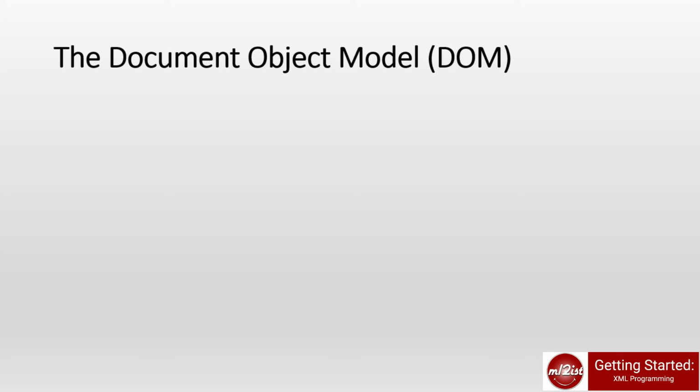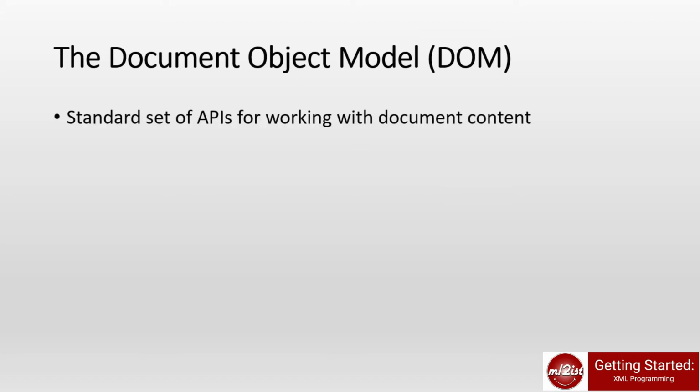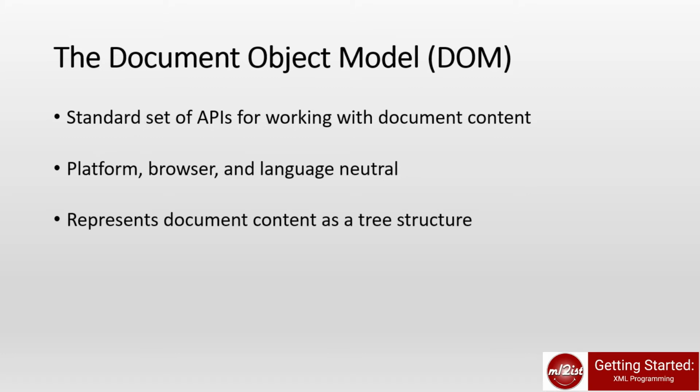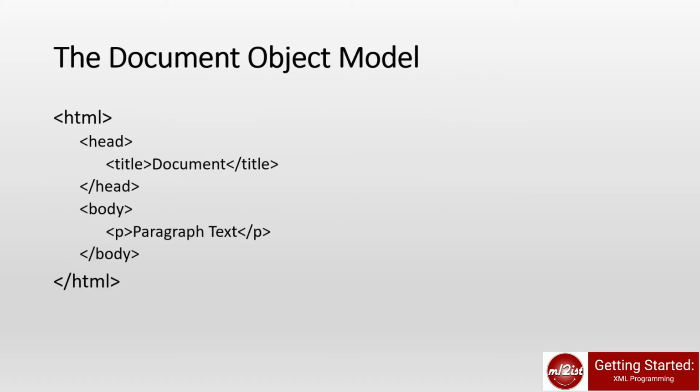The Document Object Model is a standard set of APIs or functions for working with document content. It's platform, browser, and language neutral. The examples I'll be showing you here use JavaScript in a browser, but there are DOM implementations for other languages as well, like Python and Java and C# and so on. The DOM represents the document content as a tree structure, and the contents of the tree are called nodes. So let's take a look at an example and see how this works.